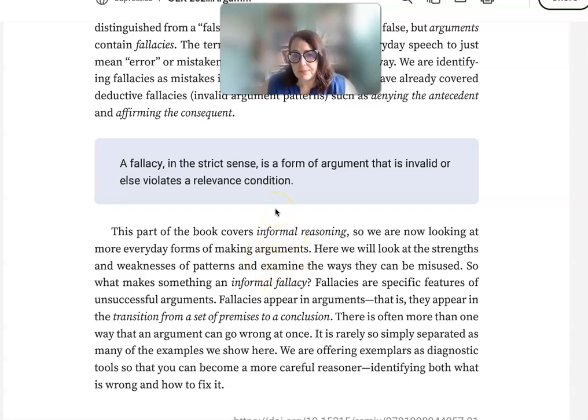So a way of putting it is a fallacy in the strict sense is a form of argument that's invalid, right? It has true premises and it can have a false conclusion, or it violates a relevance condition. So we're going to get a lot into relevance conditions. Early on, we talked about cogency, which is where the premises are relevant and reasonable to the conclusion. Here, we're starting to look at the ways that relevance can go wrong.